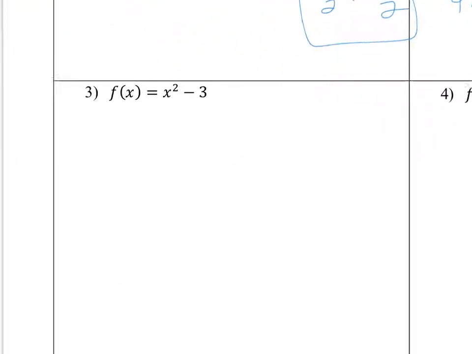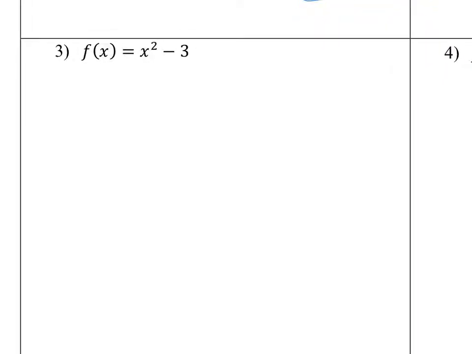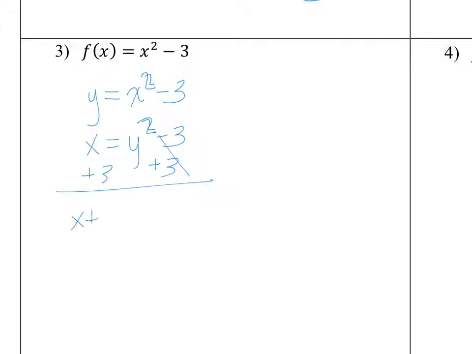Two more. Now we'll just show you a couple with squaring and square rooting so you can understand. First step, y equals x squared minus 3. x equals y squared minus 3. Notice the exponent stayed here. It's just the x and the y that switch. Then you solve. Add 3. x plus 3 equals y squared.